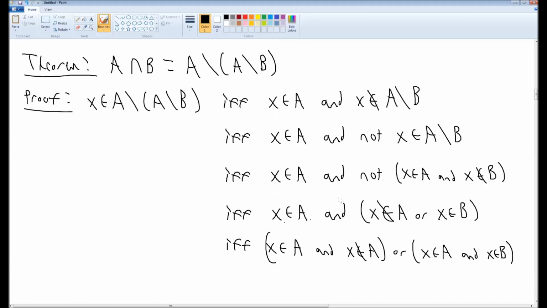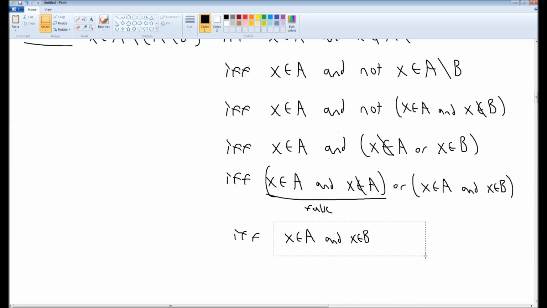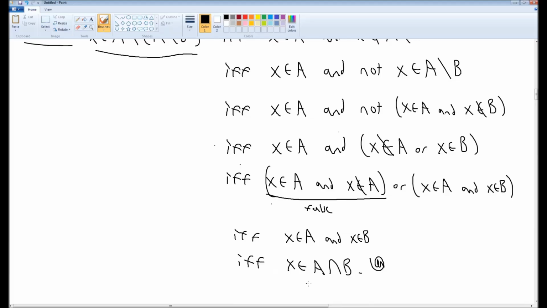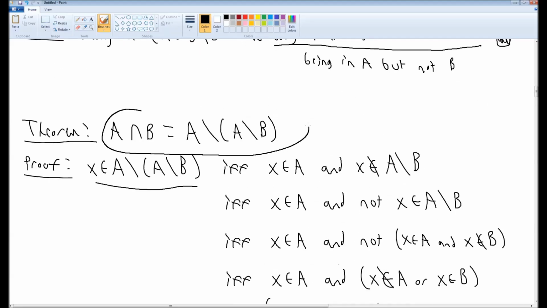All right, now saying that this and statement is true is the same as saying this has to be true and this has to be true, or this has to be true and this has to be true. All right, but here's the thing. This part right here, this is always false. So the or statement just simplifies to this part. So this logical statement can be simplified to just this. And what is this the same as? This is the same as saying X is a member of the intersection. And that concludes the proof. Since these two guys have the same exact elements, that means these two sets have to be equal.